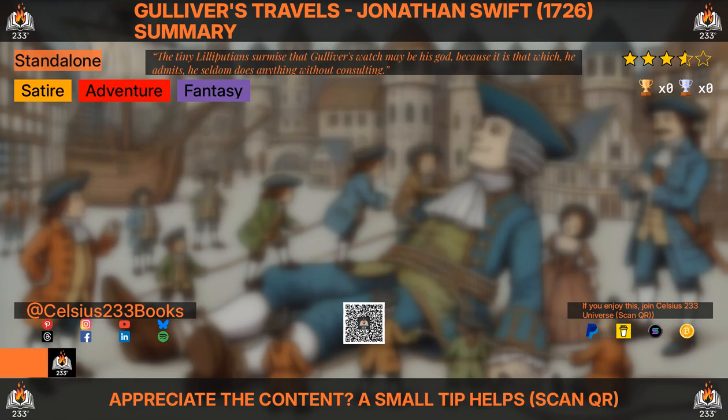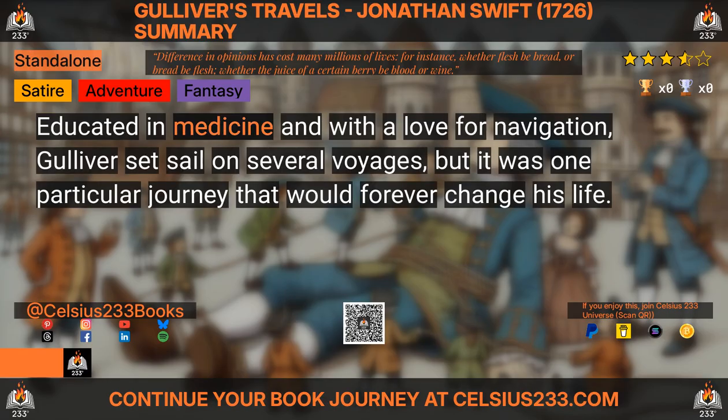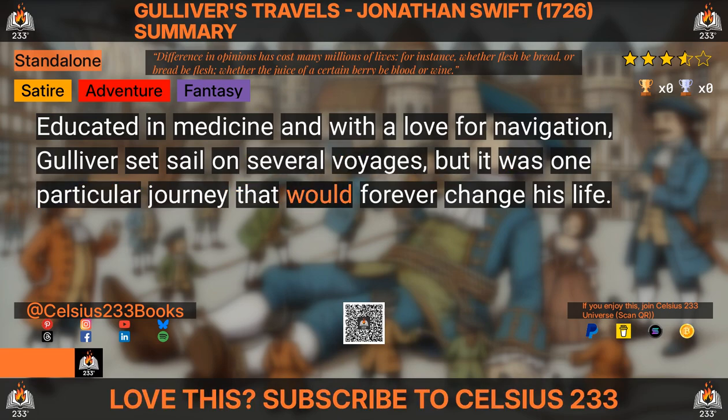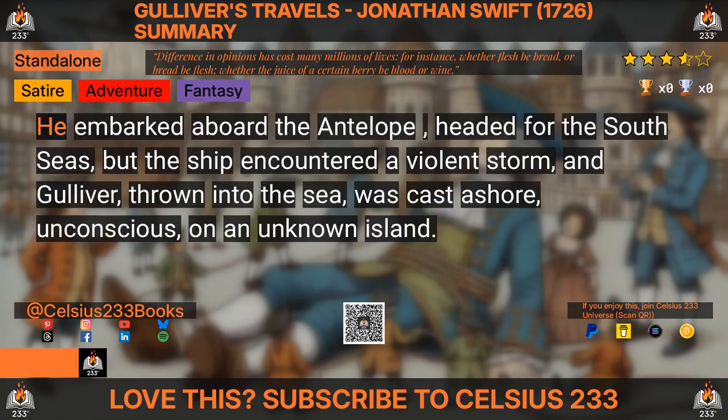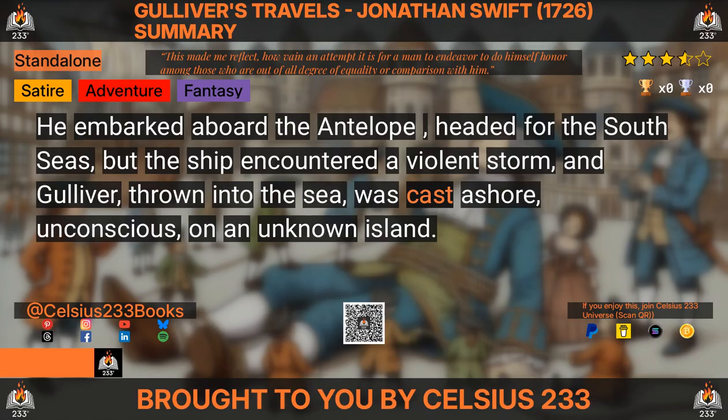Plot summary. In a quiet village in Nottinghamshire lived Lemuel Gulliver, a man with a thirst for adventure. Educated in medicine and with a love for navigation, Gulliver set sail on several voyages, but it was one particular journey that would forever change his life. He embarked aboard the Antelope, headed for the South Seas, but the ship encountered a violent storm, and Gulliver, thrown into the sea, was cast ashore, unconscious, on an unknown island.